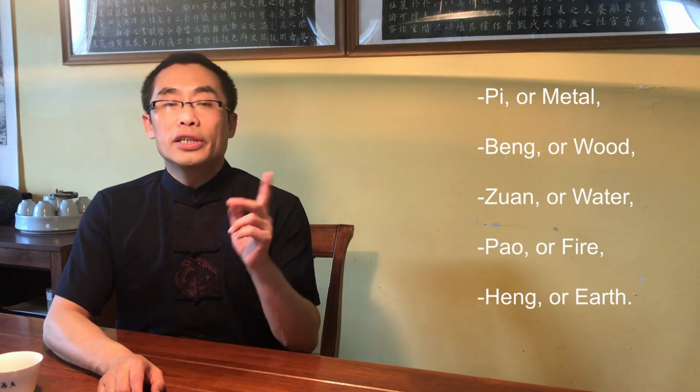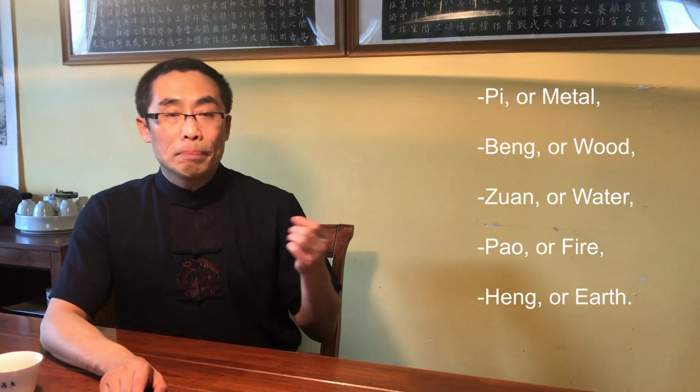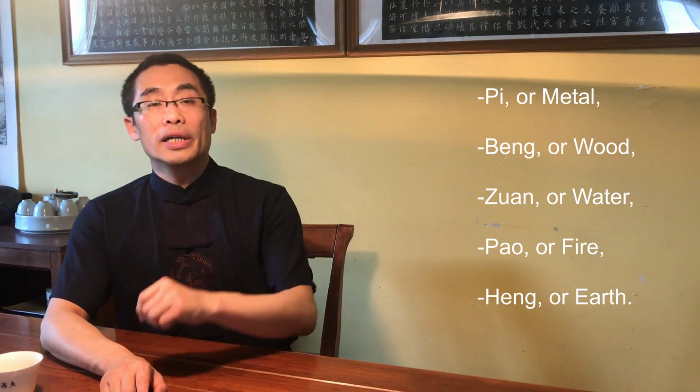Like I mentioned before, there is an inner relationship of the 5 fists based on the process of generation and destruction. However, I use the following sequence in teaching. First, Pi or metal, followed by Beng or wood. Later comes Zuan or water, followed by Pao or fire, and finally Heng or earth.